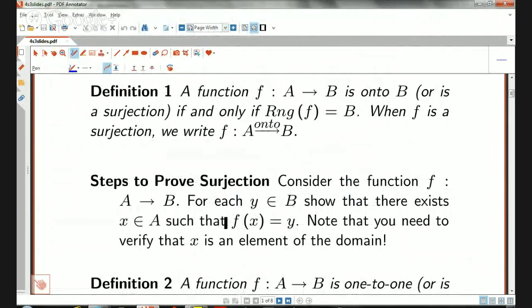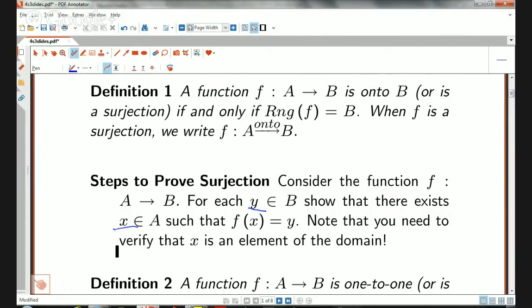Show for each y in B, I really meant to underline that. Let me get my pen out. You have to show that there exists an x in A so that f of x equals y.